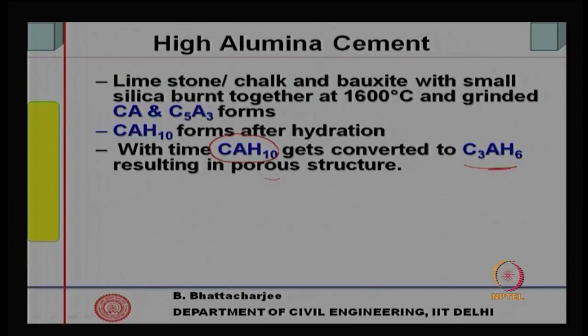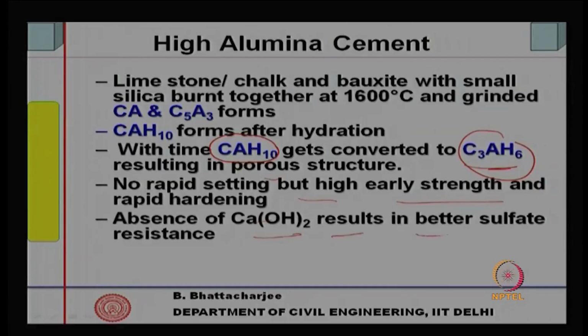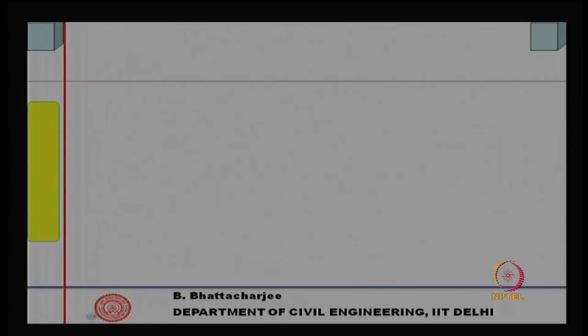Since the final product occupies less volume than the original material, it causes what is called extra porosity. It results in porosity in the final hardened structure, because of this phenomenon known as conversion. No rapid setting, but early strength and rapid hardening have been observed. Absence of calcium hydroxide results in better sulphate resistance, but this cement, because of this conversion phenomenon, is not really popular. High alumina cements are good refractory materials.